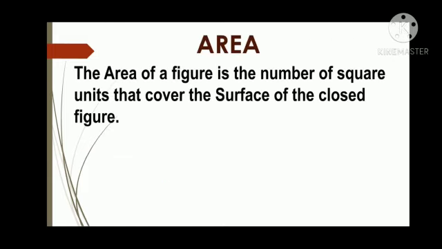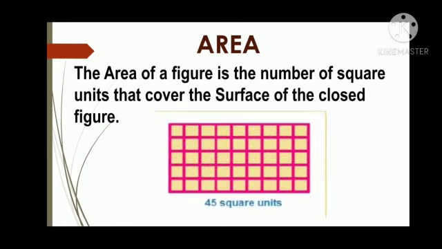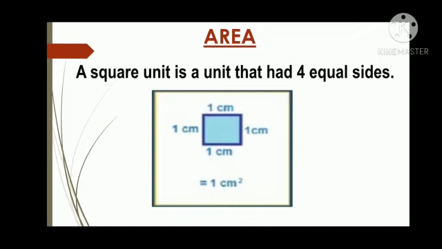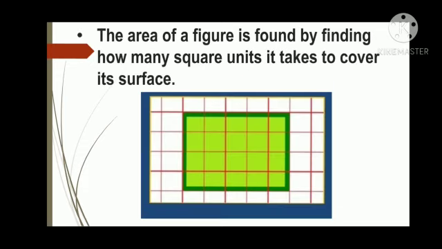Area. The area of a figure is the number of the square units that cover the surface of a closed figure. A square unit is a unit that has 4 equal sides, 1 centimeter. For metric units, we say unit square or centimeter square. And the area of a figure is found by finding how many square units it takes to cover the surface.